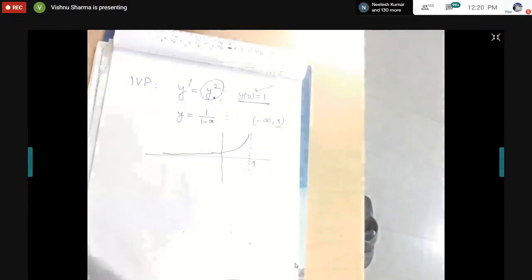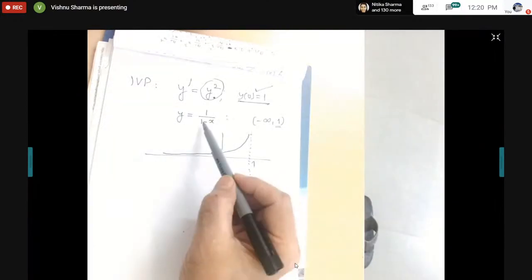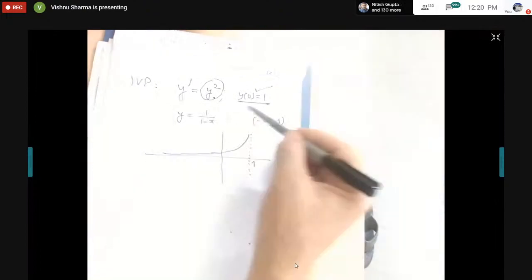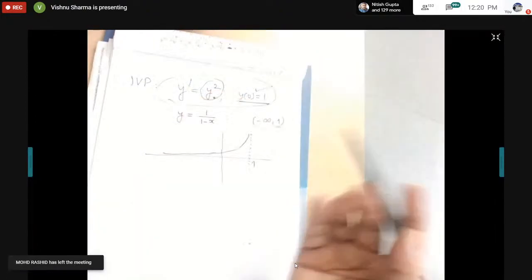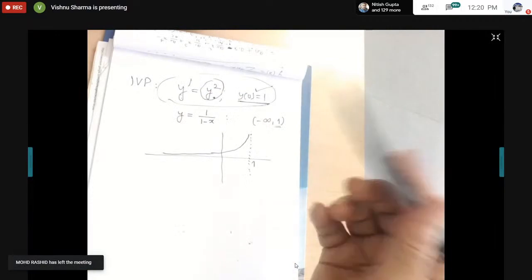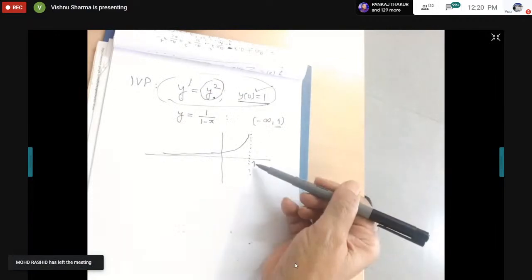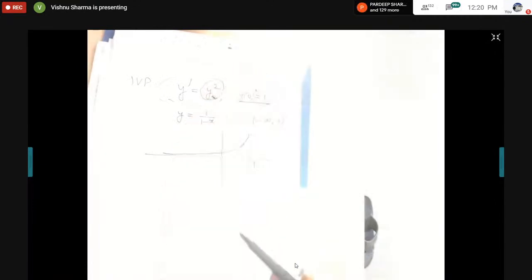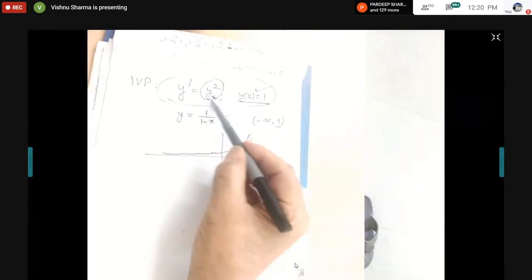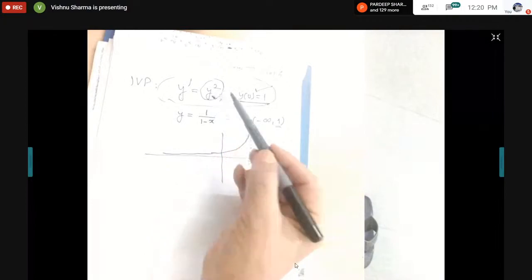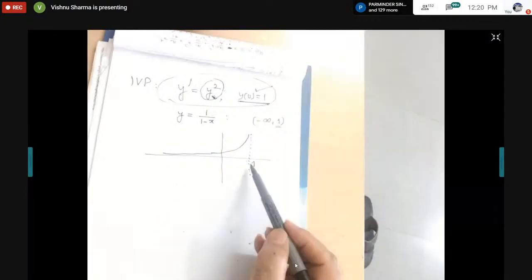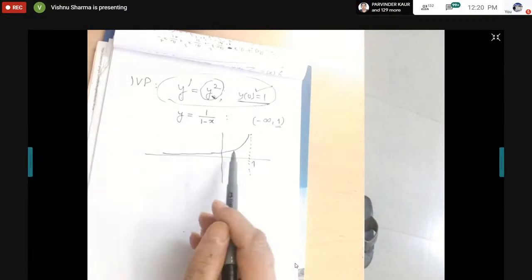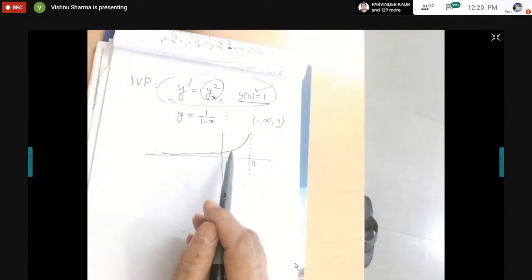And moreover, the more disturbing thing is this: x is equal to 1 is a singularity of this differential equation. But by looking at it, nothing can be said about in what way x is equal to 1 is important, because this does not depend on the function f. Here f is y square. The form of function f on the right hand side does not indicate that x is equal to 1 is important in any way. It is very much in contrast to the linear differential equation.